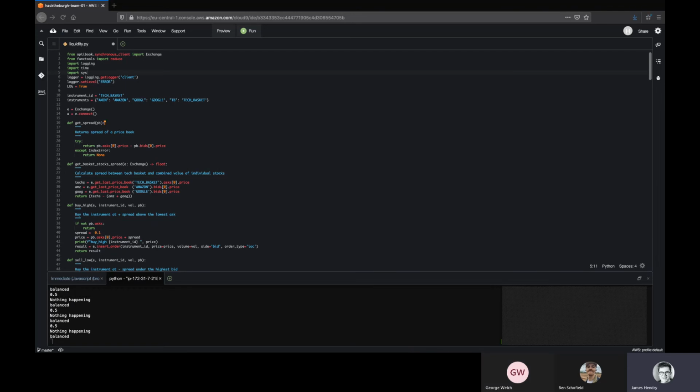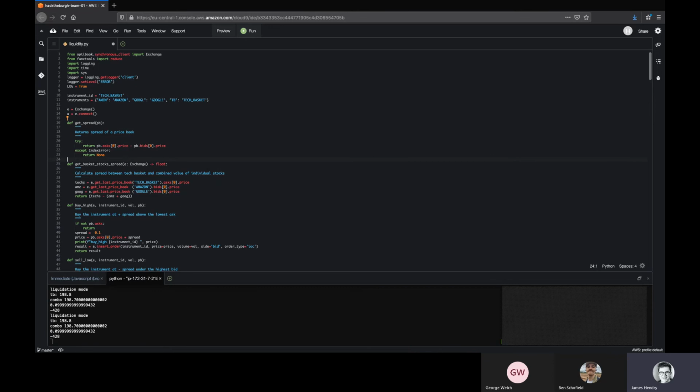So this is our code that we run to do the trading algorithm. At the very top, we connect to the exchange as kind of shown in the Jupyter Notebook document. Then we've got a bunch of functions. This one returns the current spread of the price book that's passed to it. So if you would pass the tech basket, it would get the current lowest ask and the highest bid and return what that difference is.